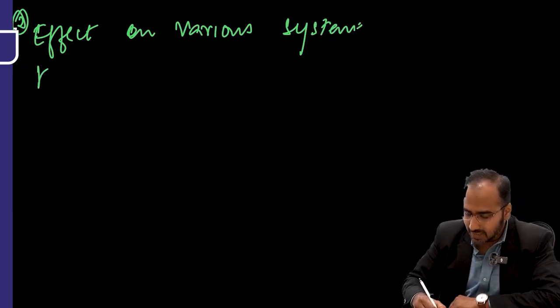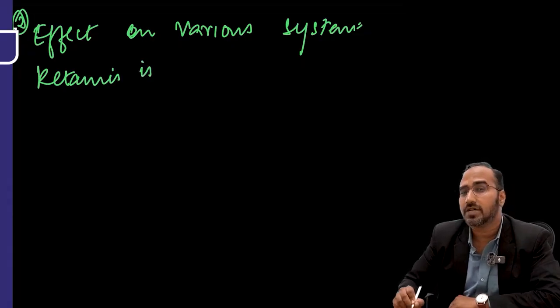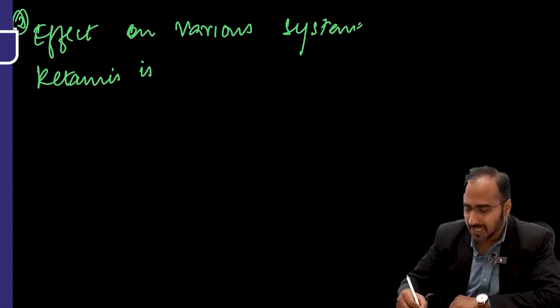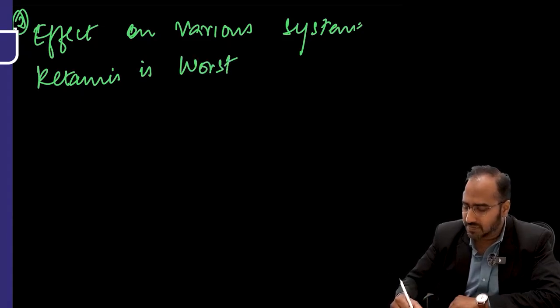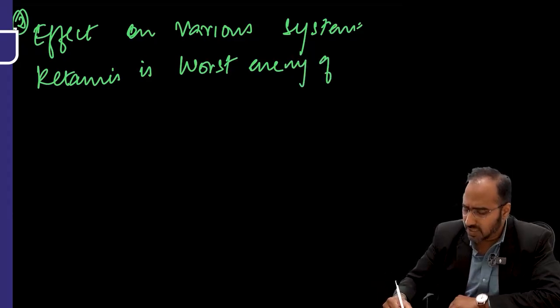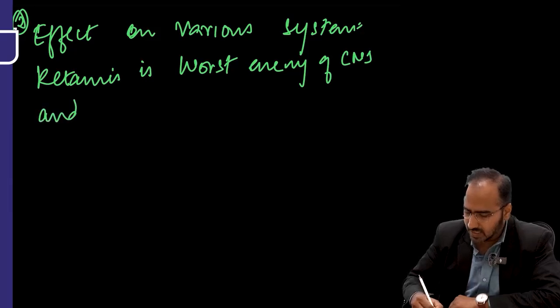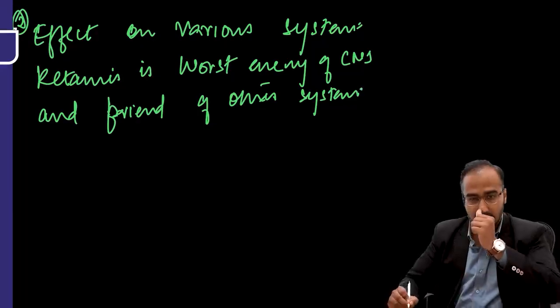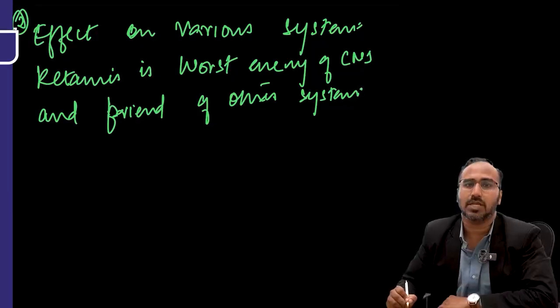Remember guys, ketamine is totally opposite of thiopentone. Thiopentone was the best friend of CNS, enemy of others. Ketamine is total opposite, meaning ketamine is the worst enemy of CNS and friend of other systems. If you just remember this one line, many of the MCQs you will be able to solve, guys. Now why am I telling ketamine is the worst enemy of CNS?